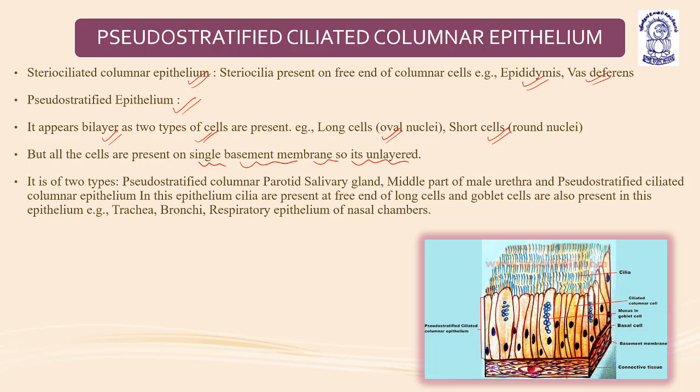It is of two types. Pseudo-stratified columnar epithelium, example, parotid salivary gland and middle part of male urethra. They have pseudo-stratified columnar epithelium. And then pseudo-stratified ciliated columnar epithelium.